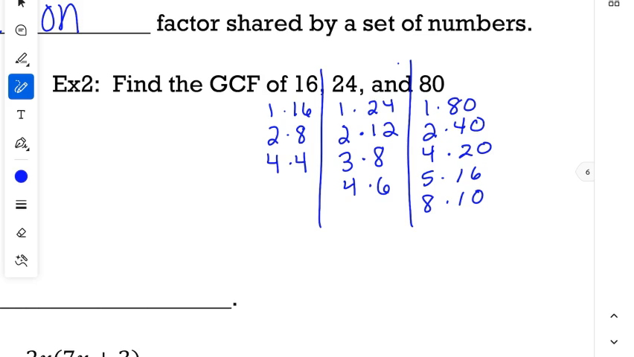And then we look for the greatest common one. Well, they have 2 in common. They have 4 in common. They have 8 in common. 16 and 80 both have 16, but 24 doesn't. So that means that the highest one that they have in common is 8.